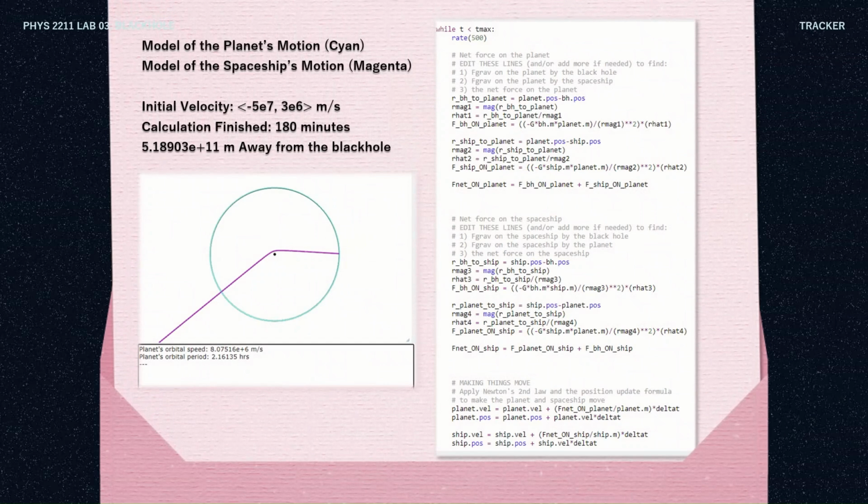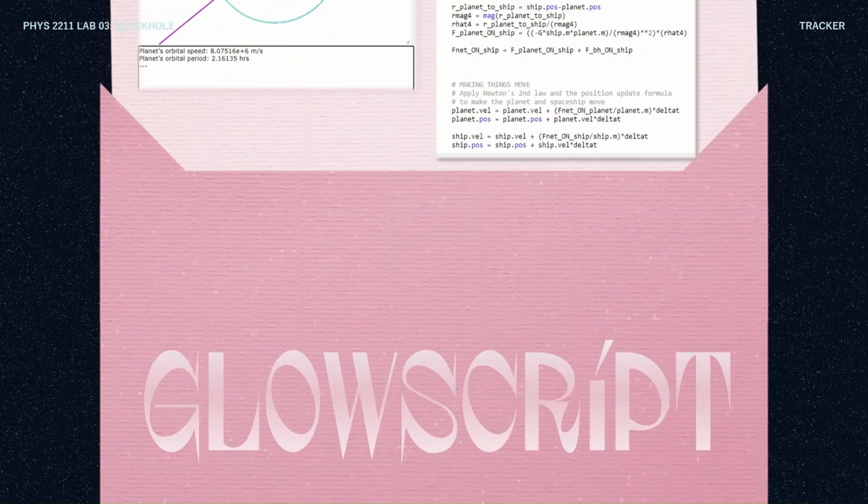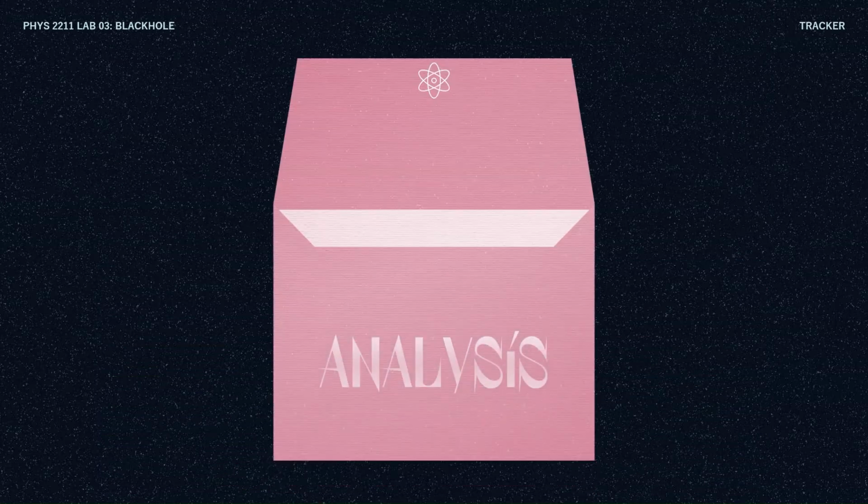I also changed the initial velocity with each run and through trial and error found that an initial velocity of -5 times 10^7 meters per second in the x direction and 3 times 10^6 meters per second in the y direction allowed the ship to avoid crashing or being sucked into the black hole. These are the two GlowScript models generated.